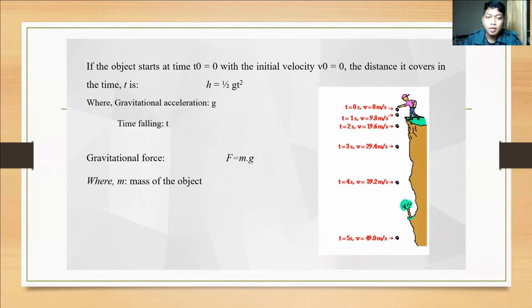As you can see in this formula, when the object starts at time 0, where the initial velocity is 0, the distance covered in the time t is h equal to half g t squared, where gravitational acceleration is g and time of falling is t. As for gravitational force, as you can see in the formula, F equals mg, where m is the mass of the object and g is the gravitational acceleration.